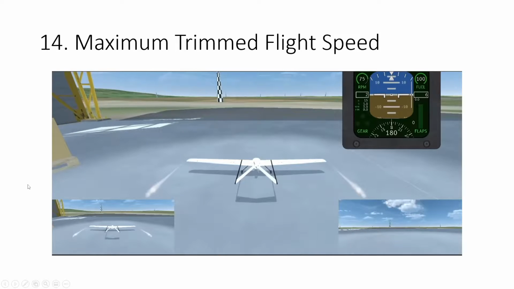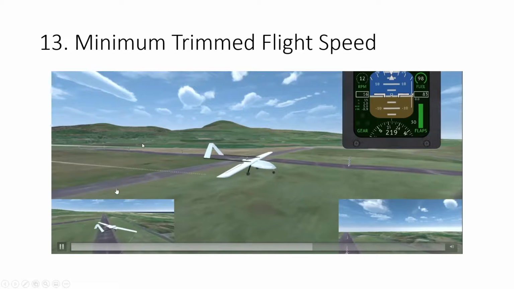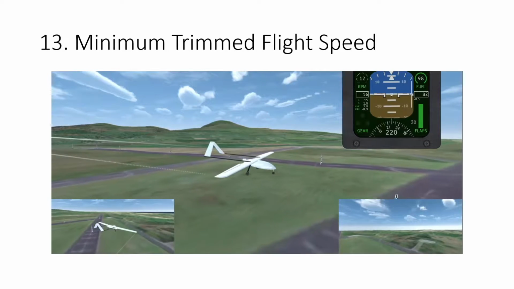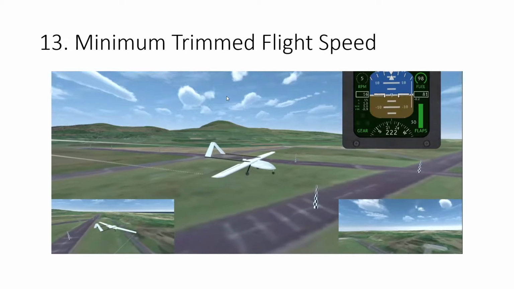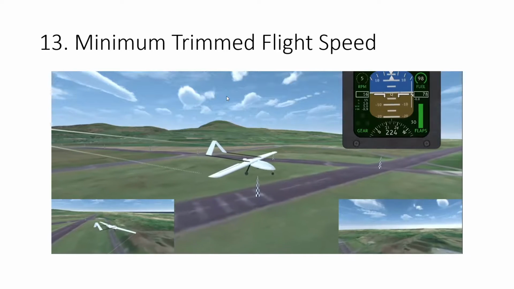If we move further along in the video, you can see that steady level flight at around 15 or 16 meters per second was achieved around 10 RPM. In order to achieve this, a trim angle of 17 degrees was used.